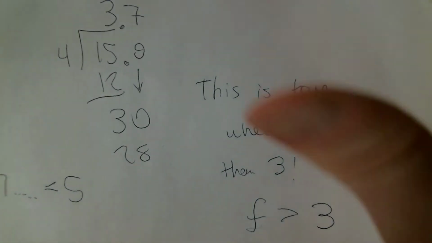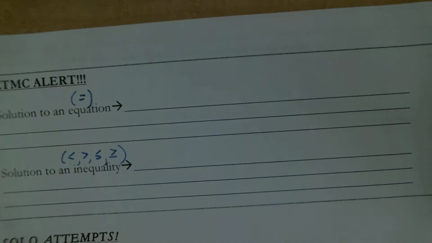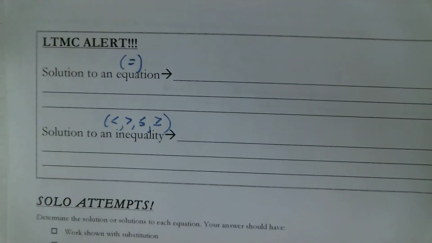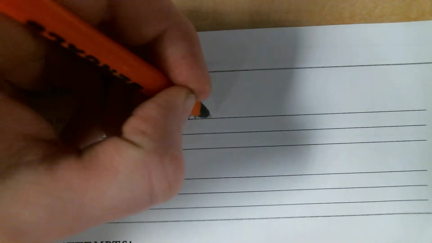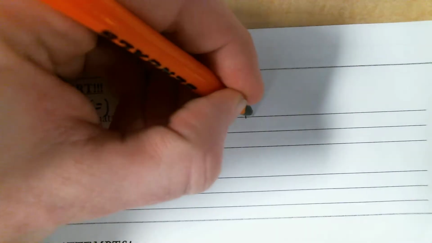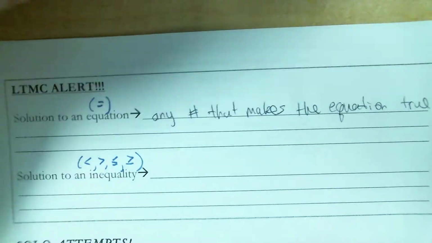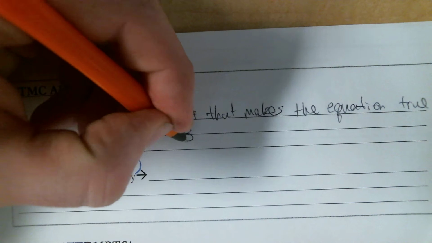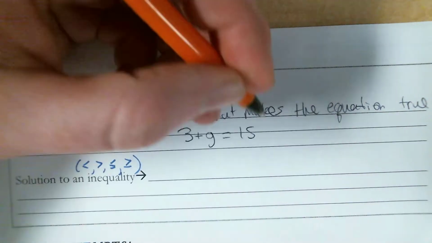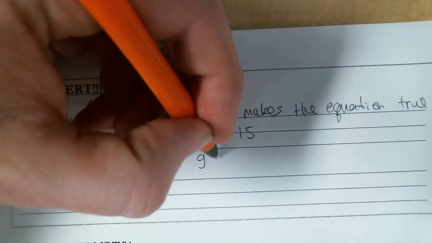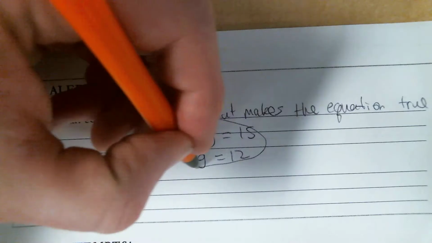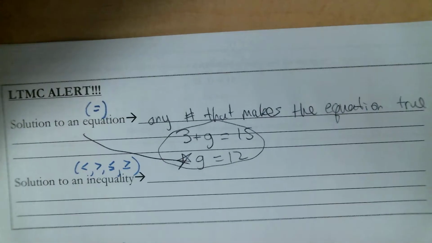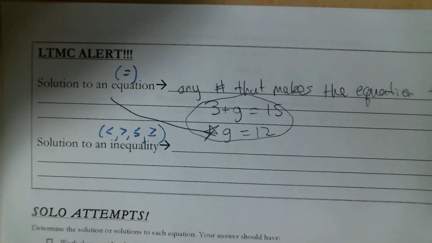All right. So basically, to wrap all this up, this video is short because I have already done it in the other one. To wrap all this up, a solution to an equation is any number that makes the equation true. So for example, we had in that first one, 3 plus g is equal to 15. The only time that was true was when g was 12. That was our solution. This is our solution to an equation. And equations only have one number that works.